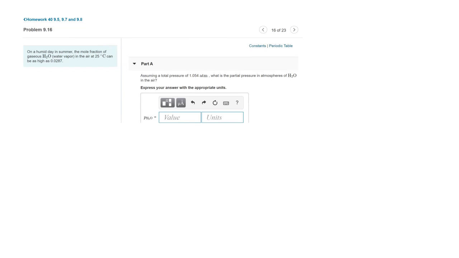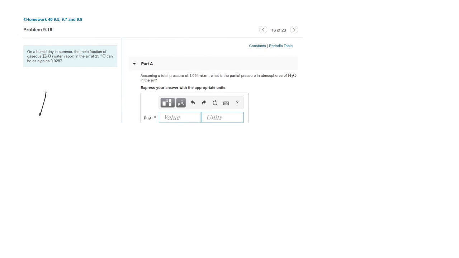Let's take a look at 9.16. On a humid day in the summer, the mole fraction of water can reach as high as 0.0287. This deals with Dalton's law of partial pressure. As a matter of fact, it's a pretty straightforward one. And remember, there are two different versions of Dalton's law of partial pressure. One of them deals with mole fractions.